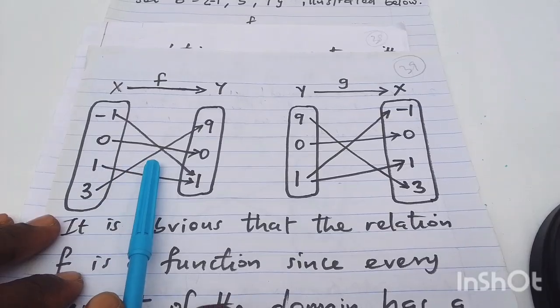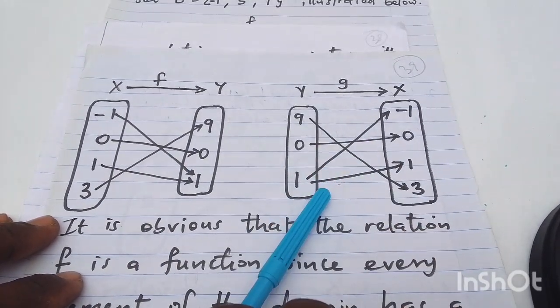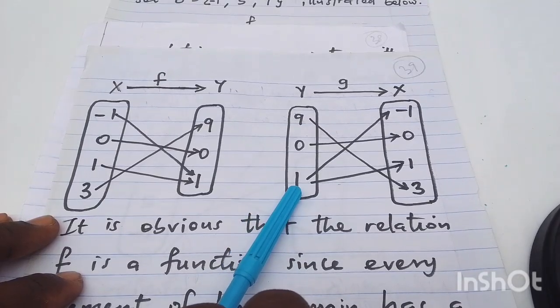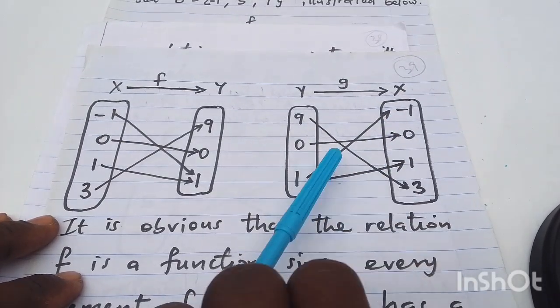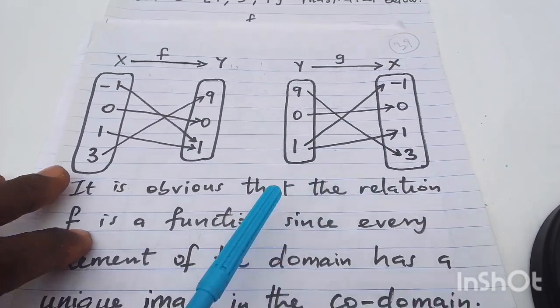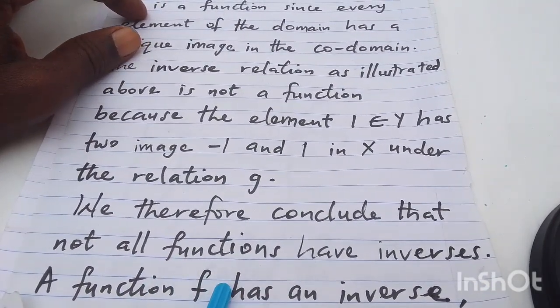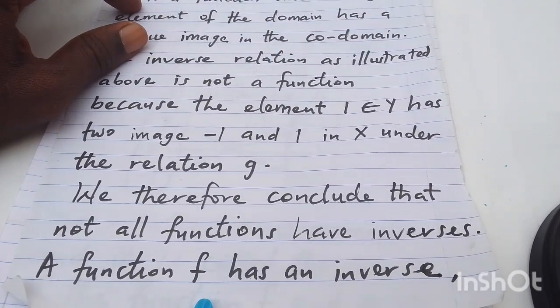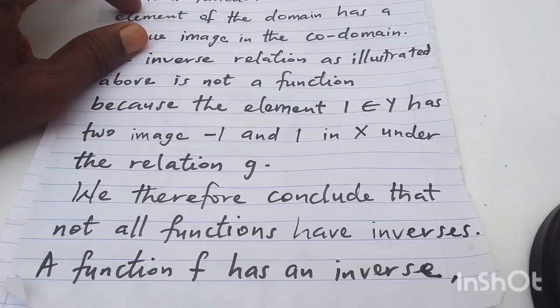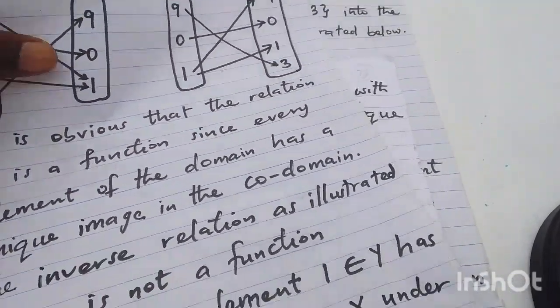But if you now look at the inverse here, you realize that this one will have two different images, and this shows that this one is not a mapping. So we conclude that not all functions have inverses. A function f has an inverse if it is both one-to-one and onto mapping. That is the only time you have an inverse.